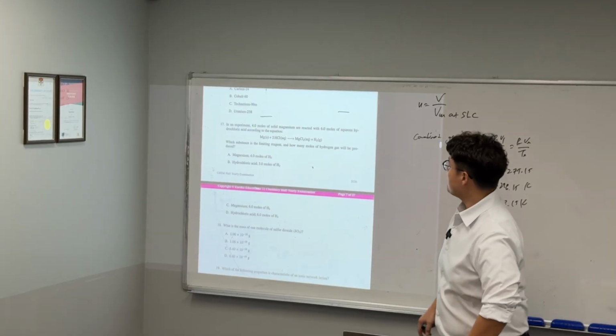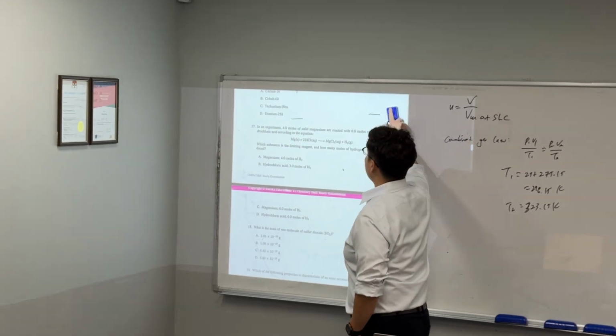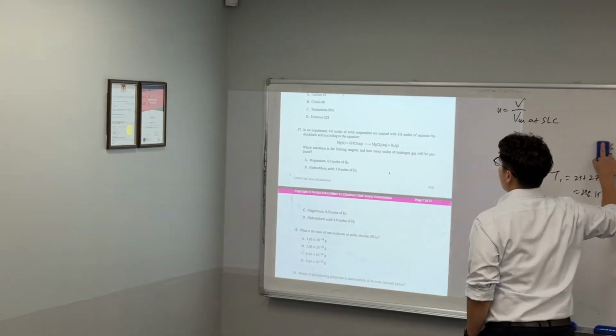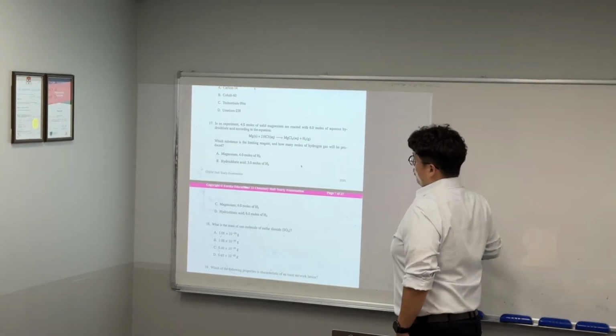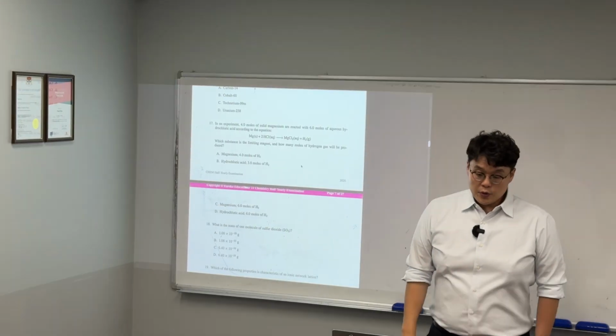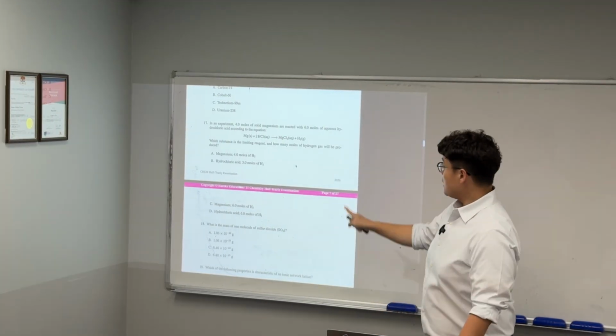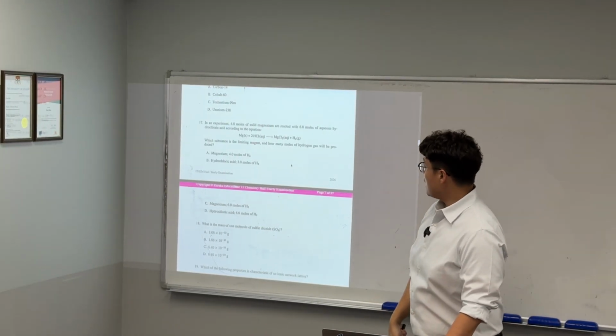17. Experiment. 4 moles of solid magnesium are reacted with 6 moles of aqueous hydrochloric acid. So, just a limiting reagent question. If you did well, you would get answer B: hydrochloric acid is limiting, and 3 moles of H2 will be produced.